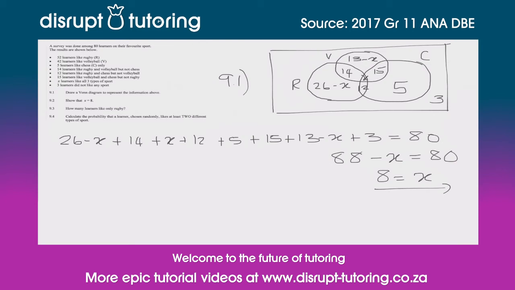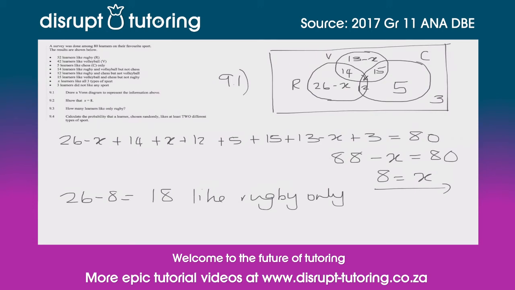Moving on to 9.3, how many learners like only rugby? All we would do there is look at our rugby circle, and we've got 26 minus 8. So it would be 26 minus 8, and that is going to give us 18 learners like rugby only.